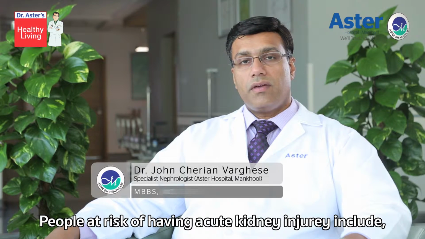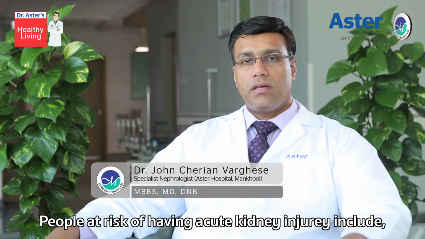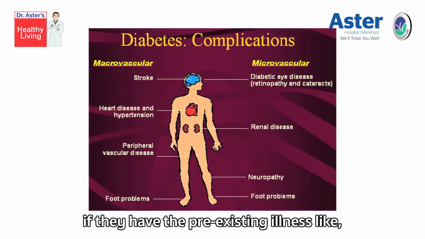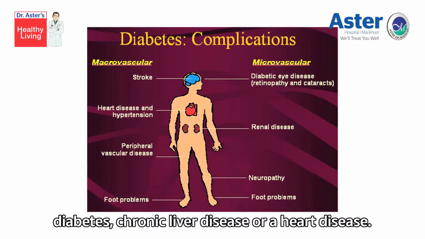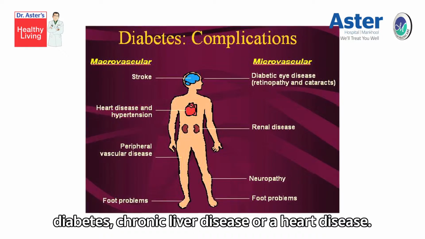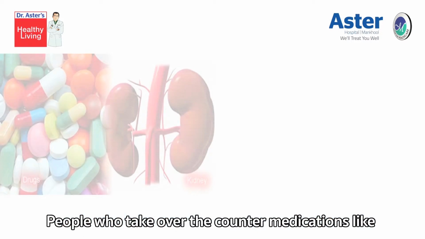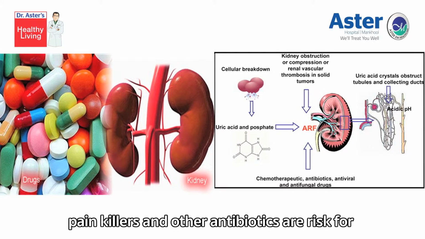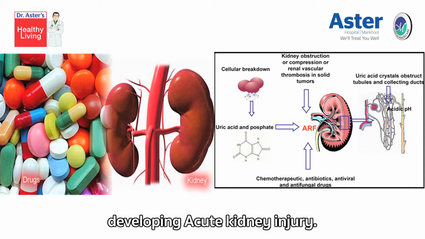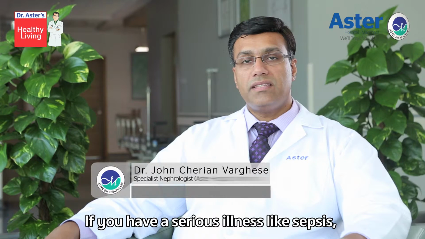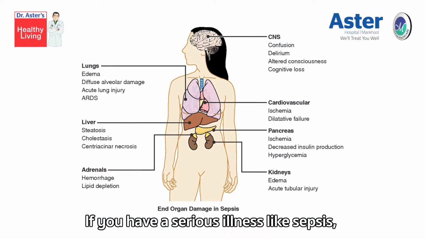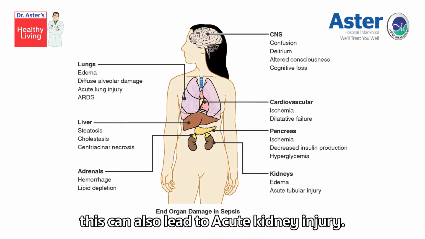People at risk of having acute kidney injury include those over 65 years of age, or those with a pre-existing illness like diabetes, chronic liver disease, or heart disease. People who take over-the-counter medications like painkillers and antibiotics are at risk of developing acute kidney injury. If you have a serious illness like sepsis, this can also lead to acute kidney injury.